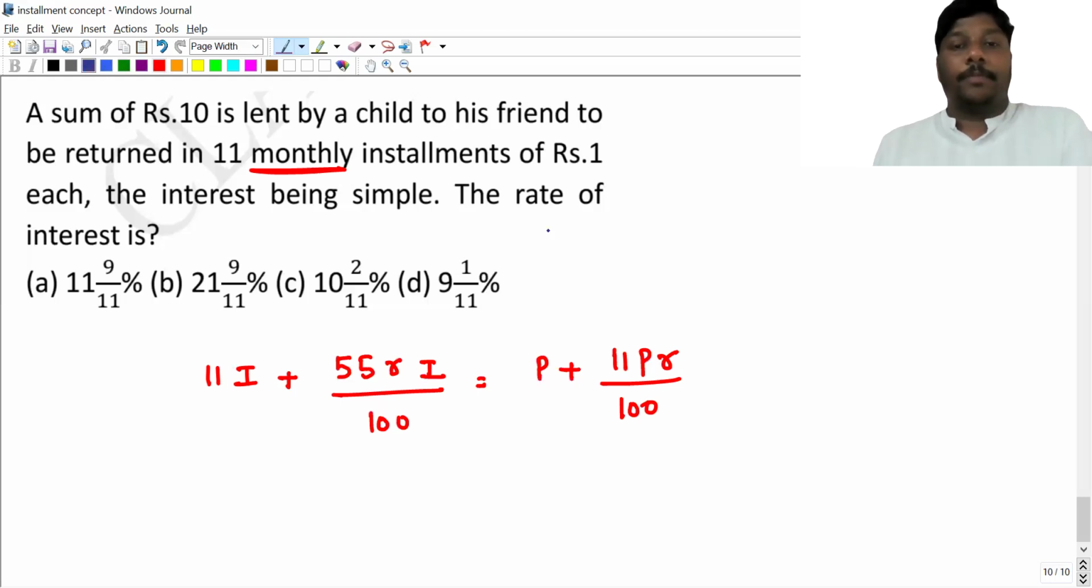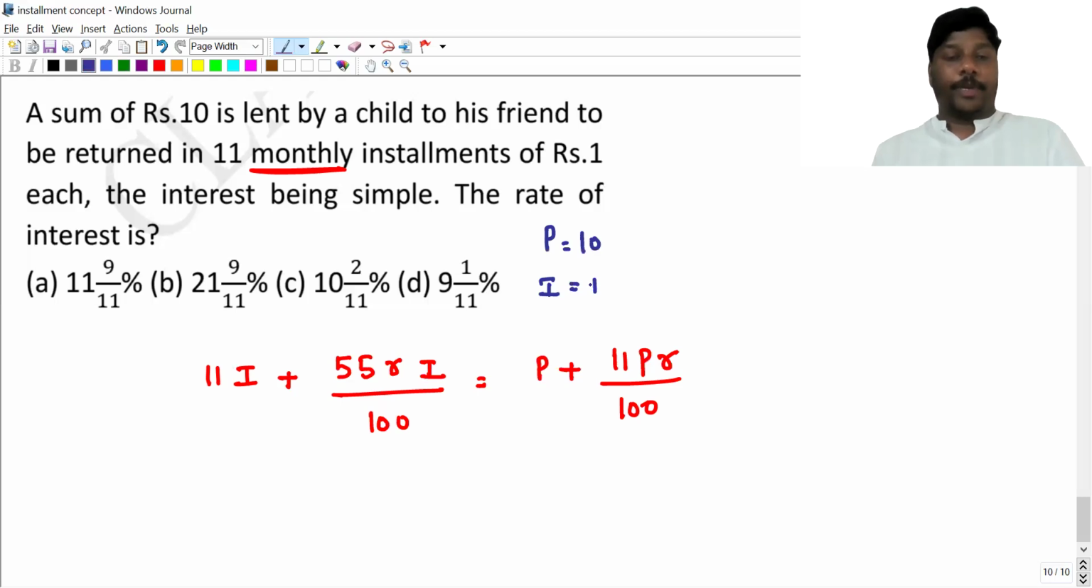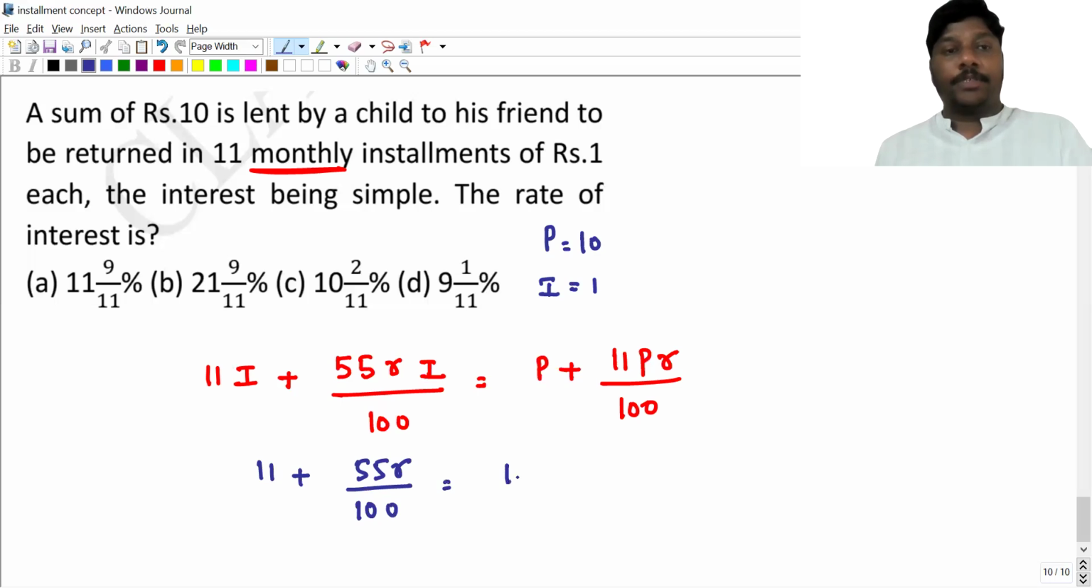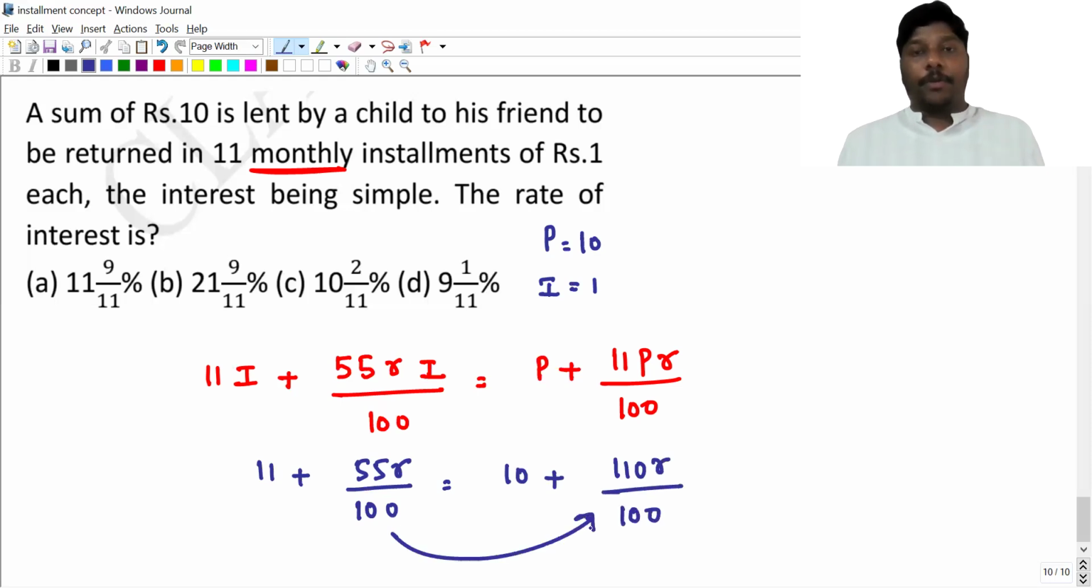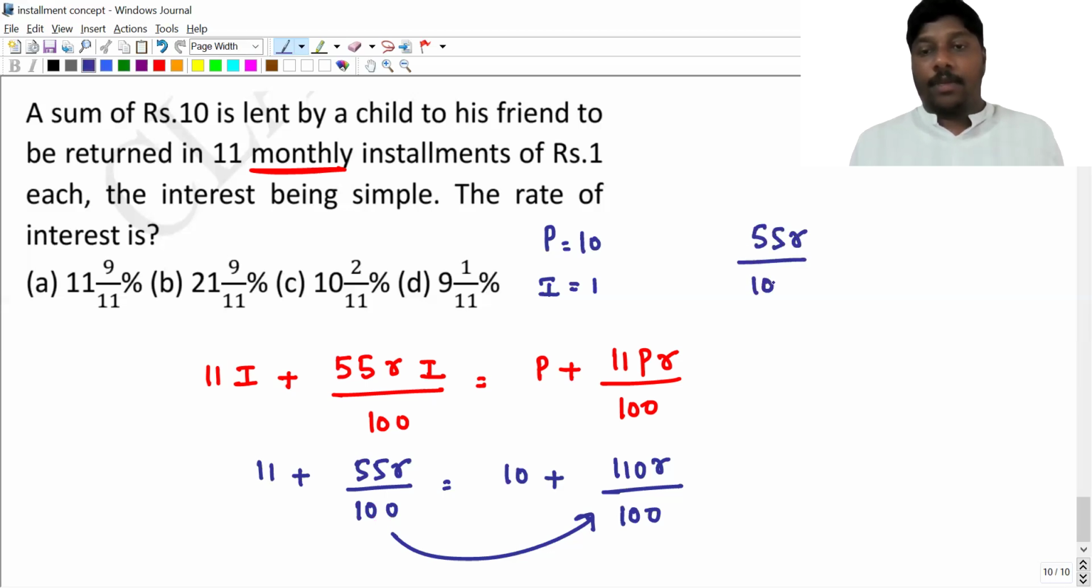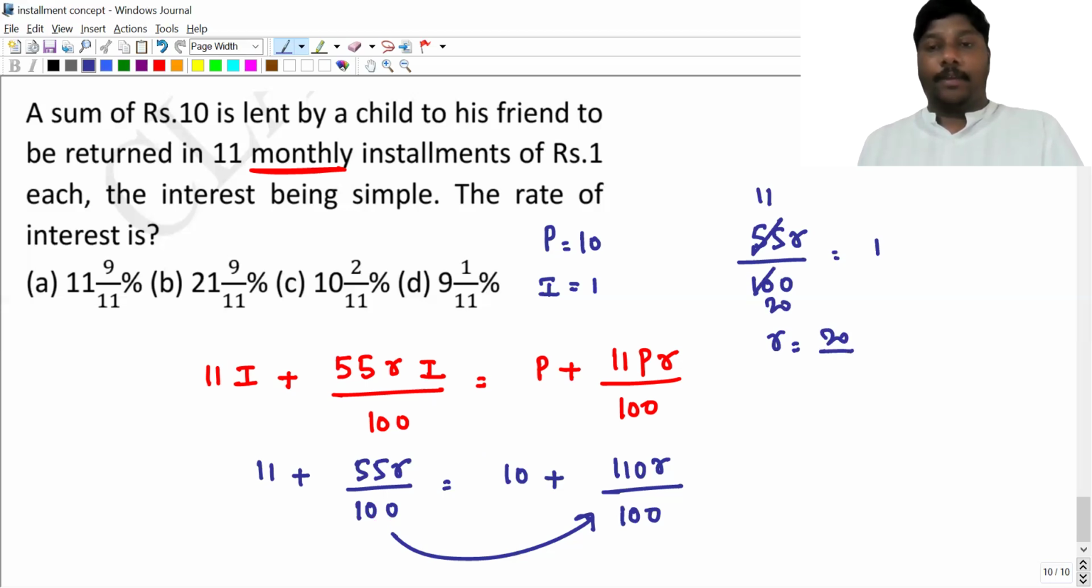We know that the sum p is equals to 10 rupees అని తెలుసు, and time is equals to 11 months అని తెలుసు. Each installment is 1 rupee. Installment is 1 rupee, right? Substitute చేయండి. ఇది 11, ఇది 55r/100 is equals to p అంటే how many rupees? 10 rupees, plus 11 into 10, 110R by 100. Direct ga వేసుకోవచ్చు. So ఈ 55R ఇటు వచ్చింది అనుకోండి, 110 minus 55 is 55R by 100. What is the difference between 11 minus 10? It's 1 rupee. So R is equals to 5 11s are, 5 20s are. You got 20 by 11.